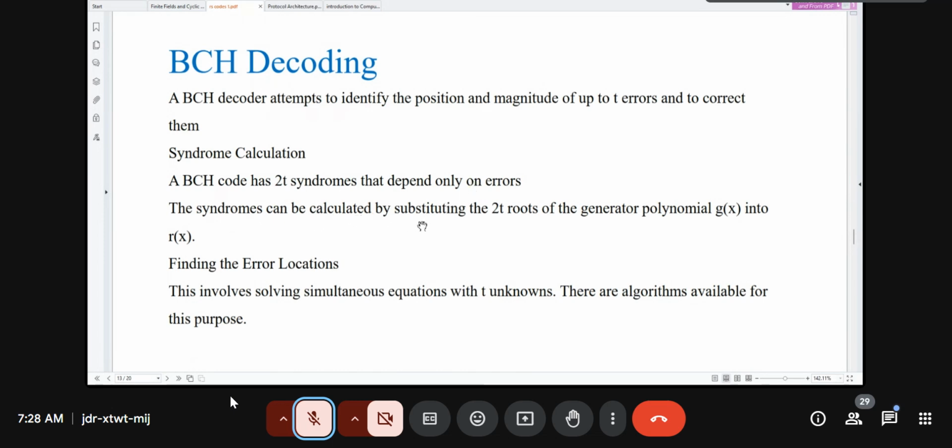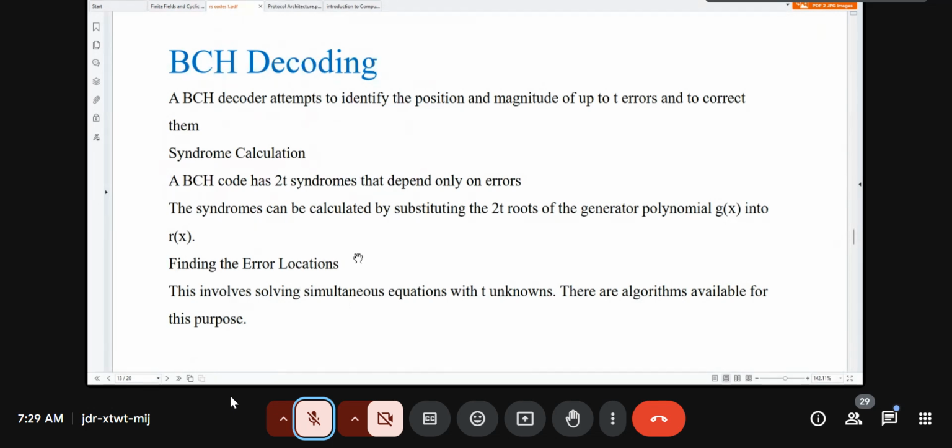And the syndrome can be calculated by substituting the 2T roots of the generator polynomial g(x) into R(x) and finding the error locations. This involves solving simultaneous equations with T unknowns. There are algorithms available for this purpose.